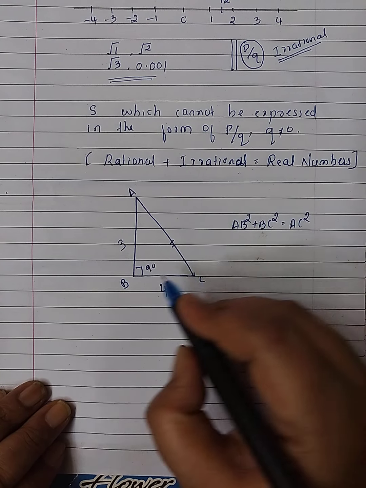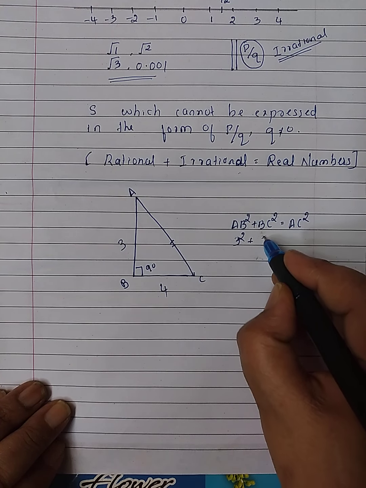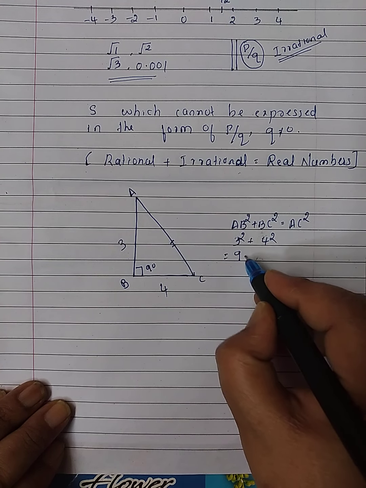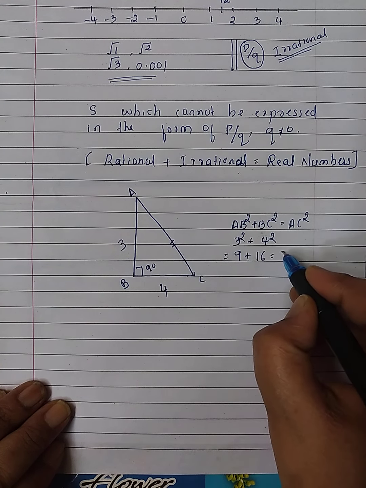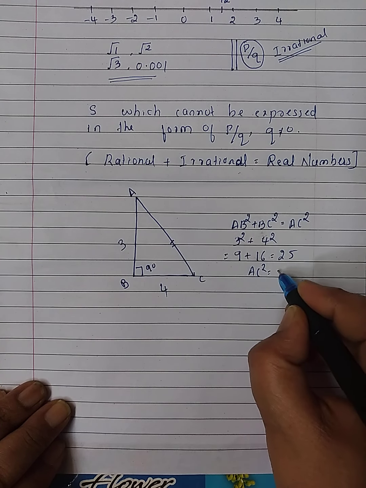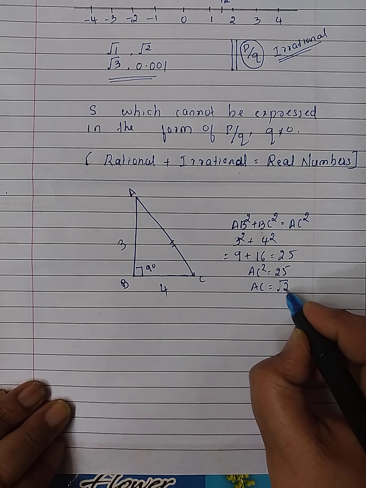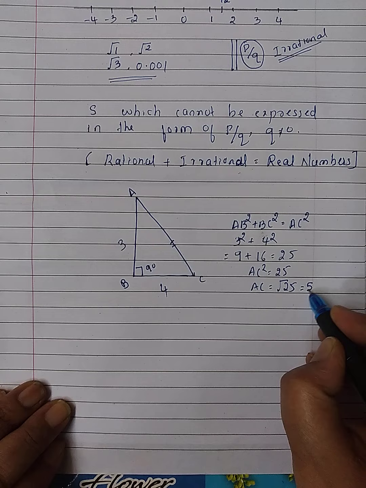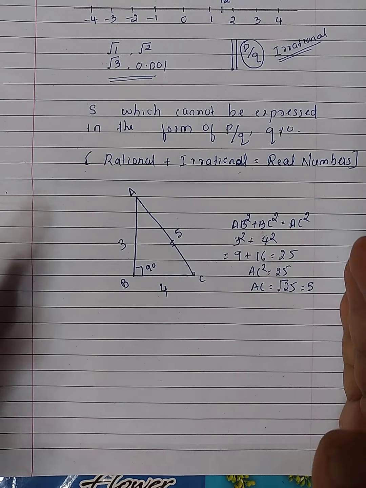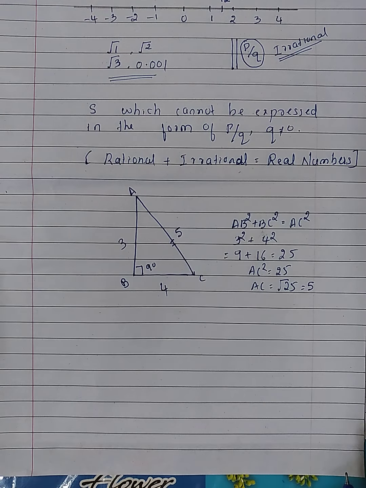See here, AB is 3 and BC is 4. It becomes 3 3s are 9 plus 4 4s are 16, that is 25. That is, AC square equals 25, AC equals square root of 25, that is 5. This is the Pythagoras theorem. This we use for irrational numbers.